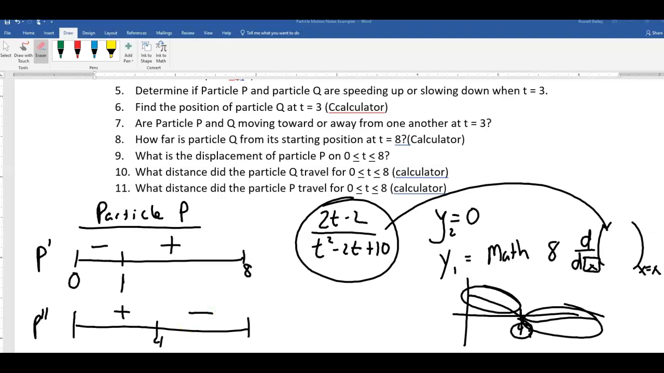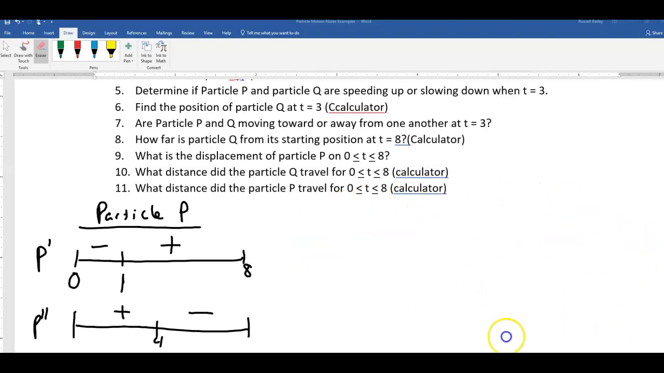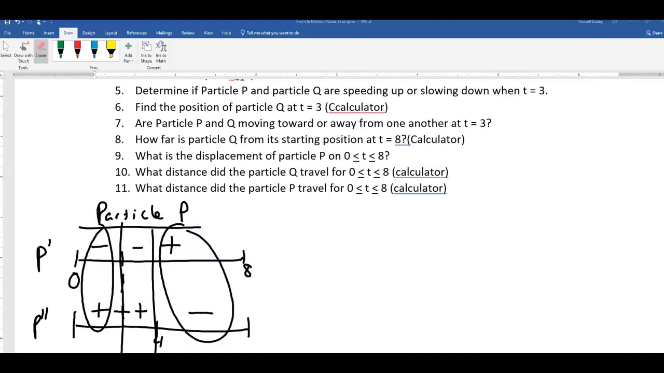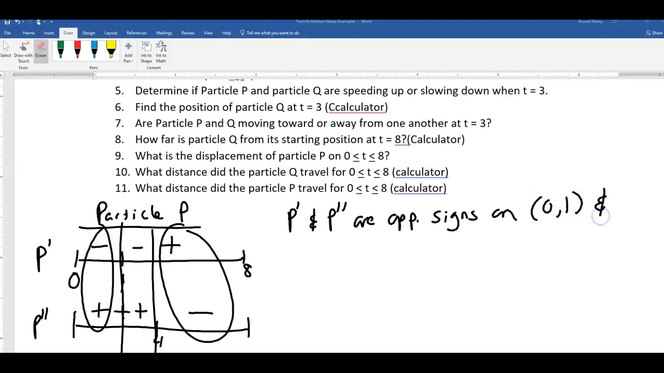And so now I want to find out, when do they have the same sign, the acceleration and the velocity, because that'll tell us when it's speeding up and when it's slowing down. So I'm going to draw lines through my numbers here, and we'll see what we got. So here they're opposite, and here they're opposite. So we could see that P prime and P double prime are opposite signs on the intervals 0, 1 and 4, 8.